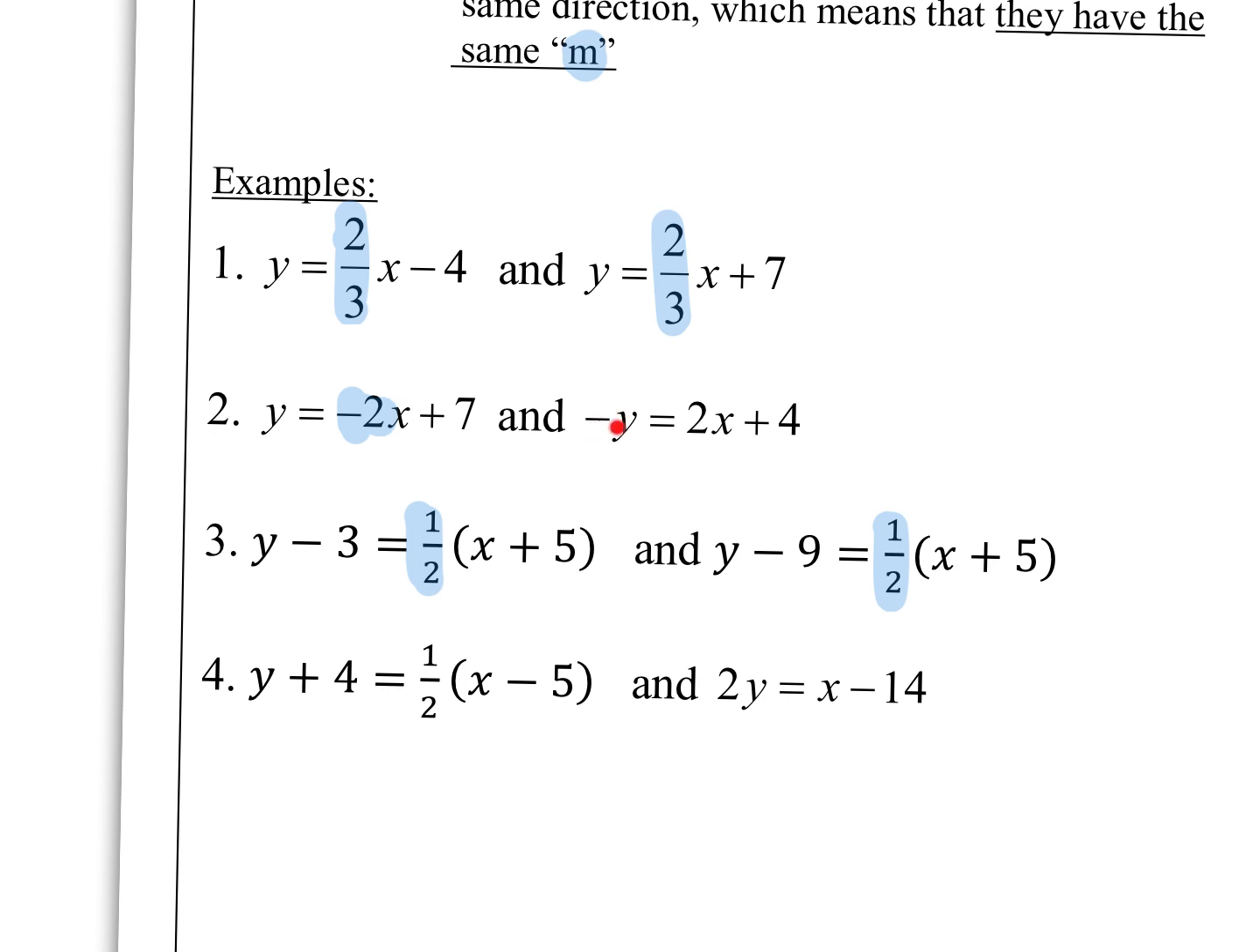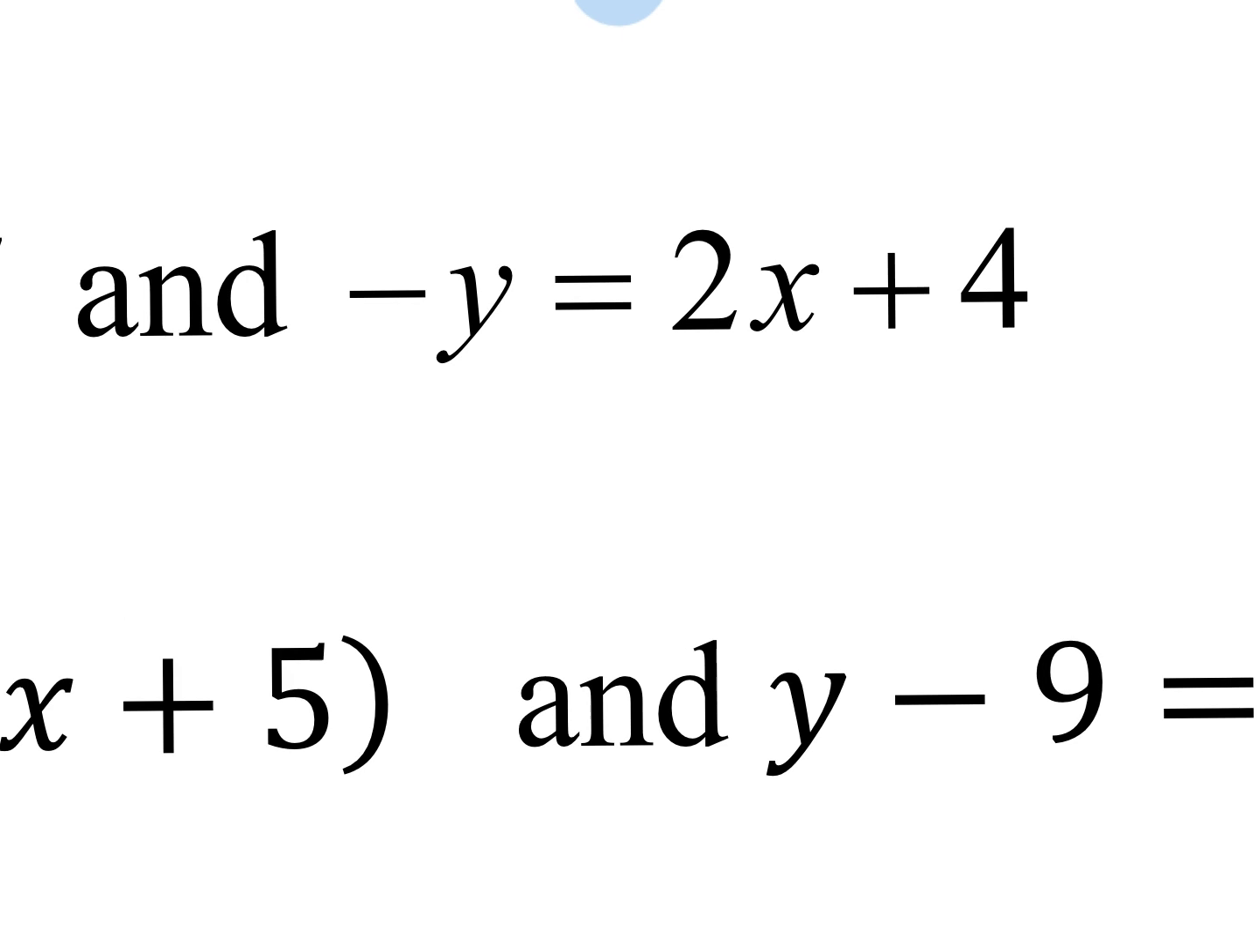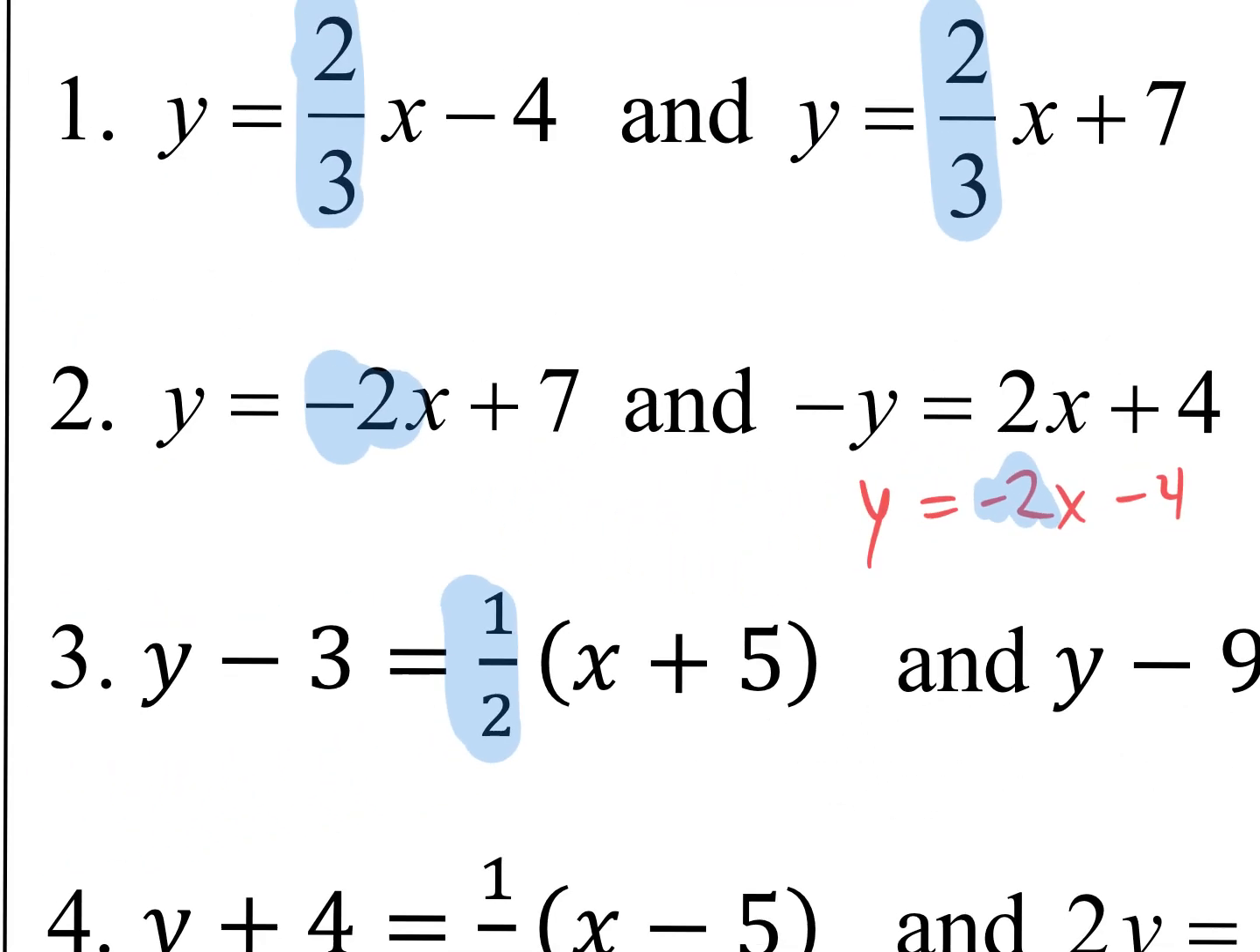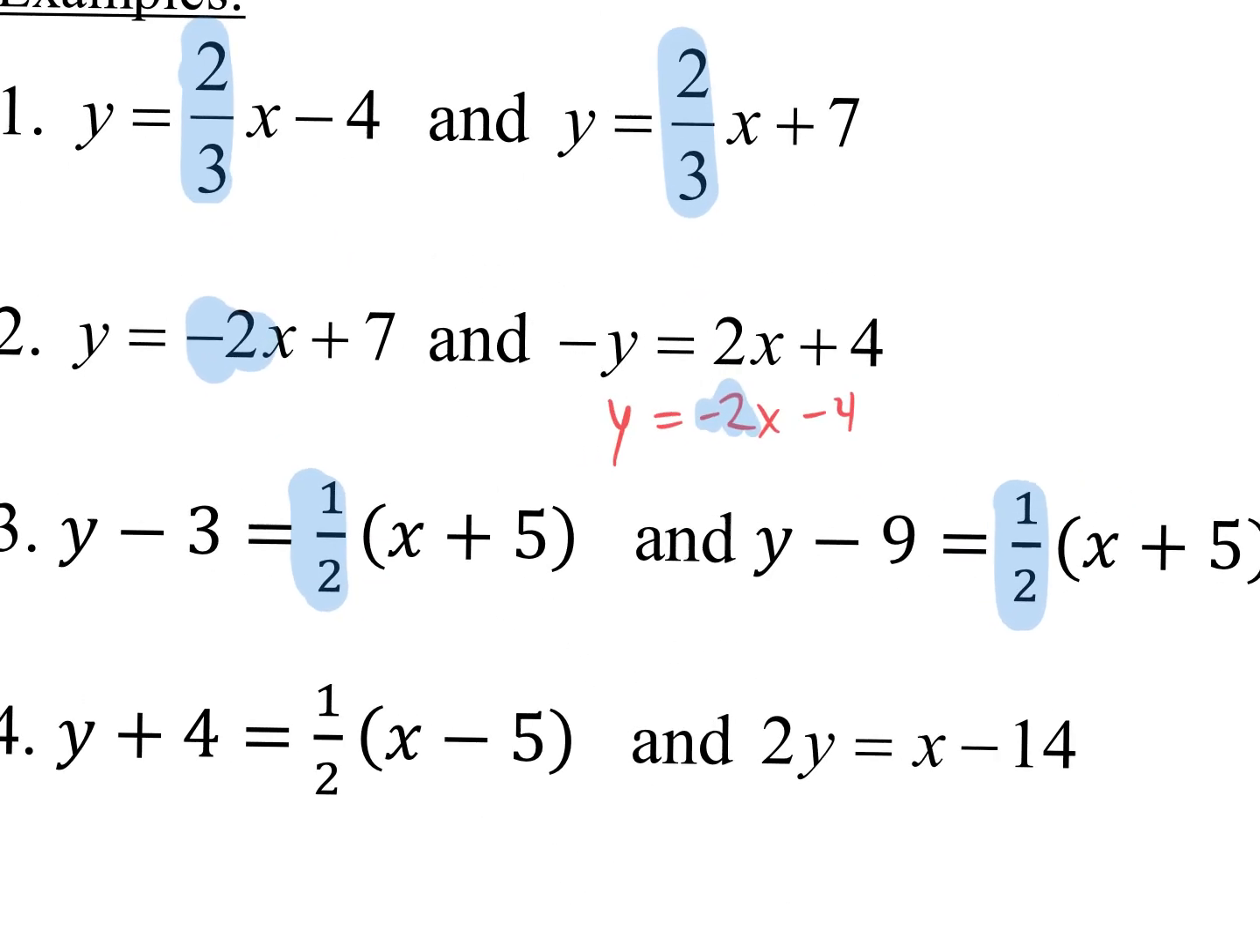Why not? Because the y is not by itself. So you may have to manipulate an equation to get it in either slope-intercept form or point-slope form so you can clearly see the slope. If I want to change that negative y to a positive y, I have to multiply everything by -1. In other words, change all the signs, and then it'll be y equals -2x minus 4. And then you can say, oh, my slope here is -2. Now you can compare that -2 with this -2, and yes, they're the same slope. They are parallel, okay? So these are examples of parallel lines.